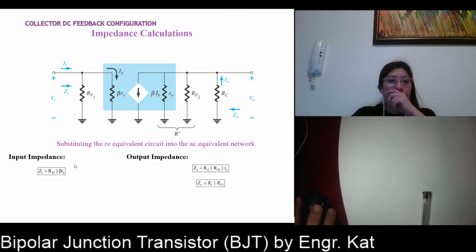Okay, so for the input impedance, you have RF1 parallel beta RE. So why beta RE? Because this is still under common emitter configuration. Okay, and for the output, it is the parallel combination of your RC, RF2, and your RO. So in cases wherein RO is not given or RO is very, very high, this leads to the parallel combination of RF2 and your collector resistance.